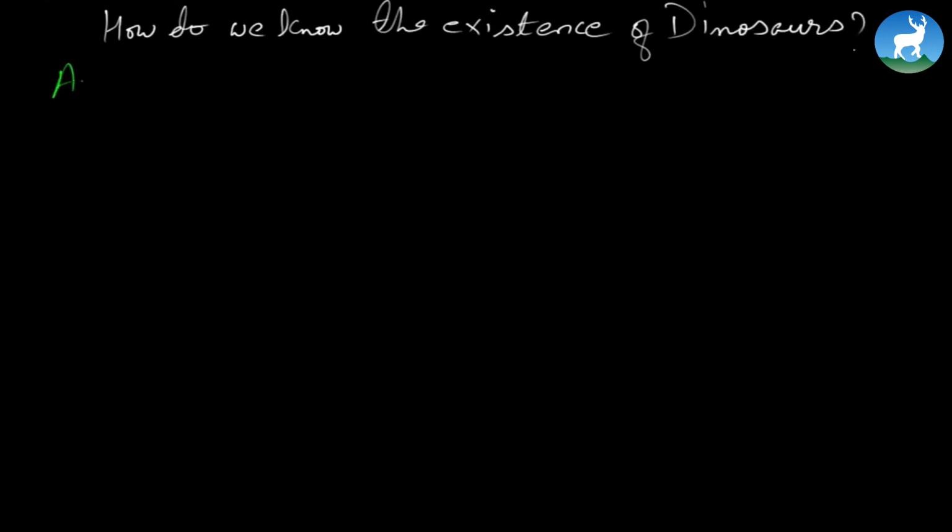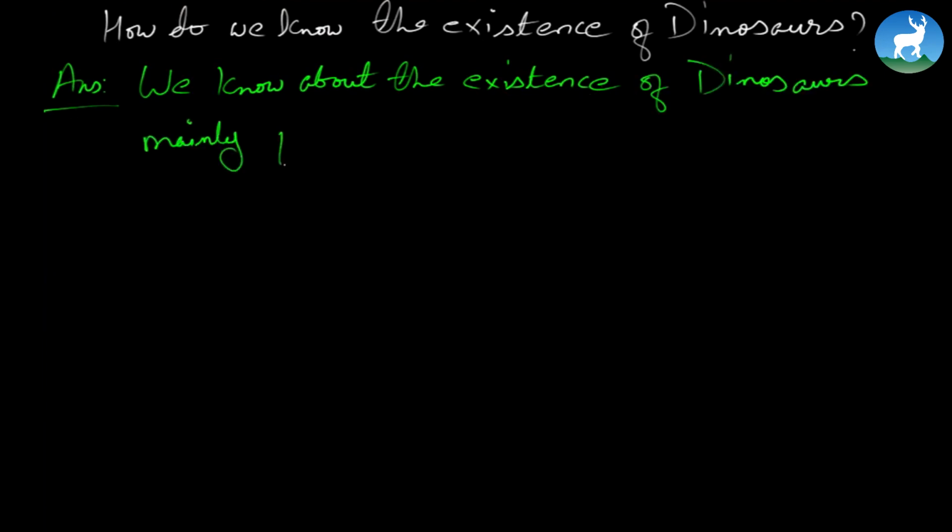Now, remember, there's a question at the very beginning, which was, how do we know the existence of dinosaurs? And remember, I told you you'll find all the answers in the passage itself. So what do you think is the answer to this? Very simple answer. If you look at the slide or the video right at the beginning, you'll come across a sentence which gives the answer to this particular question. We know about the existence of dinosaurs mainly from fossils found in rocks.